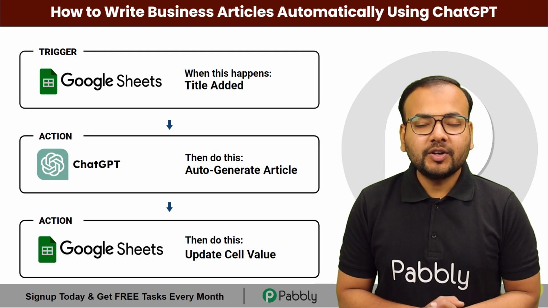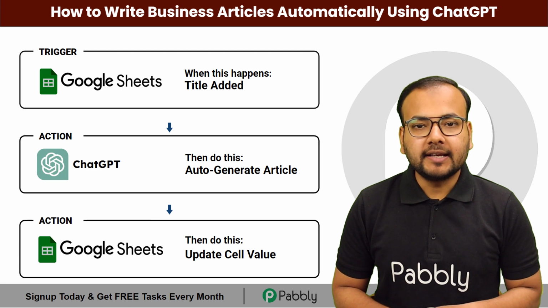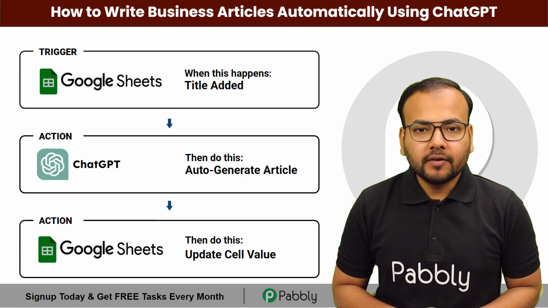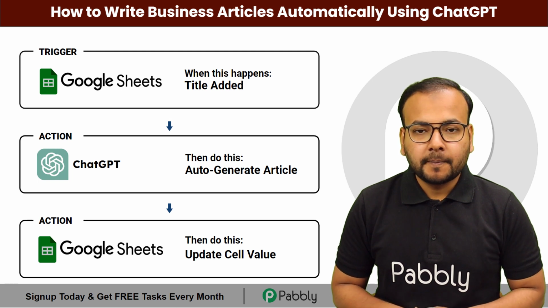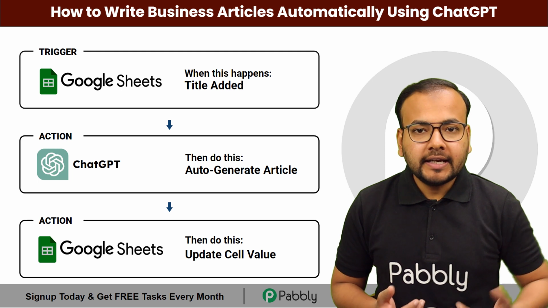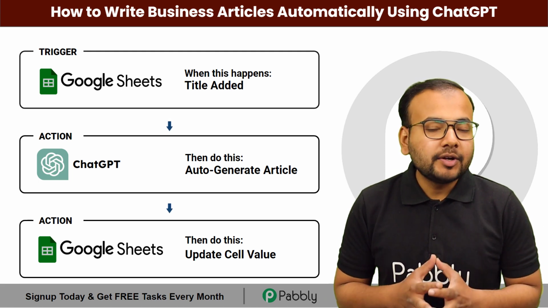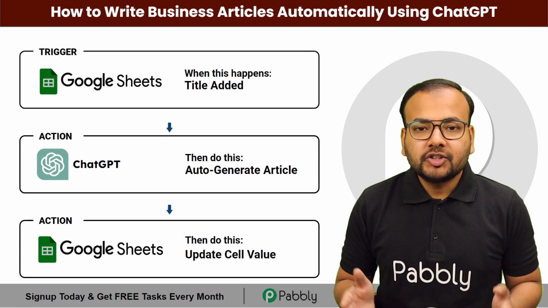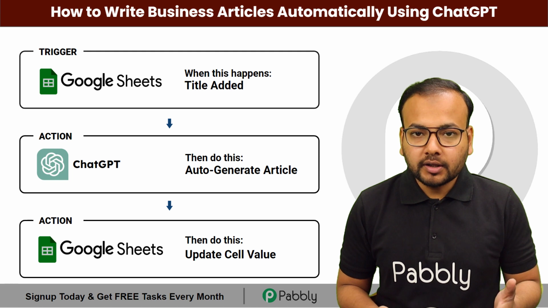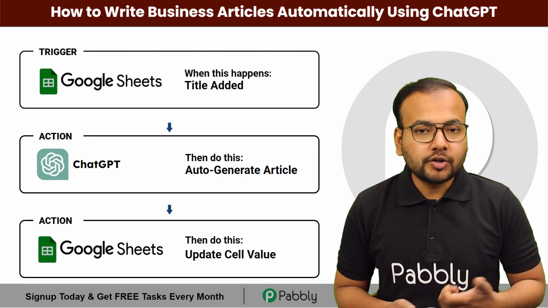Welcome to this video on how to write business articles using ChatGPT automatically. Guys, in today's world, content creation is a crucial part of any business's success. And coming up with fresh ideas regularly and writing engaging articles regularly is a tedious and time-consuming task. That's where ChatGPT comes in. ChatGPT is an AI-based language model trained by OpenAI, which can generate high-quality articles automatically.